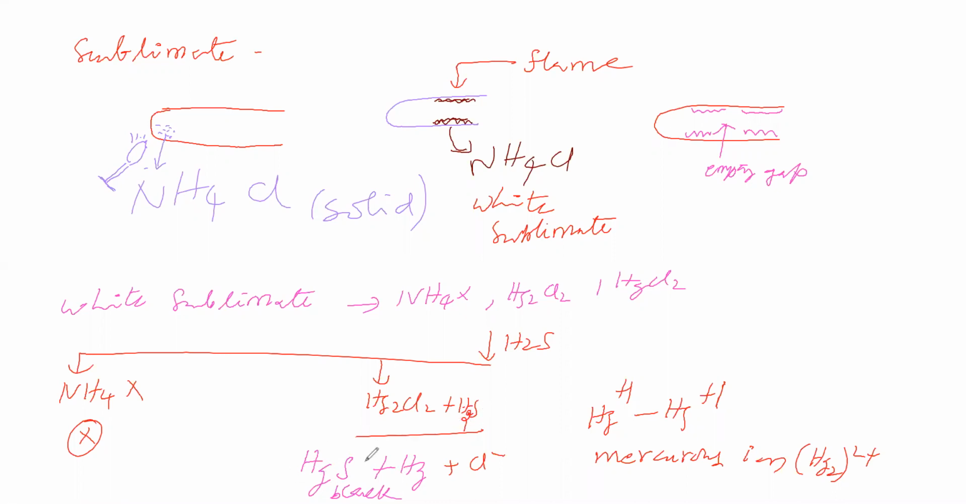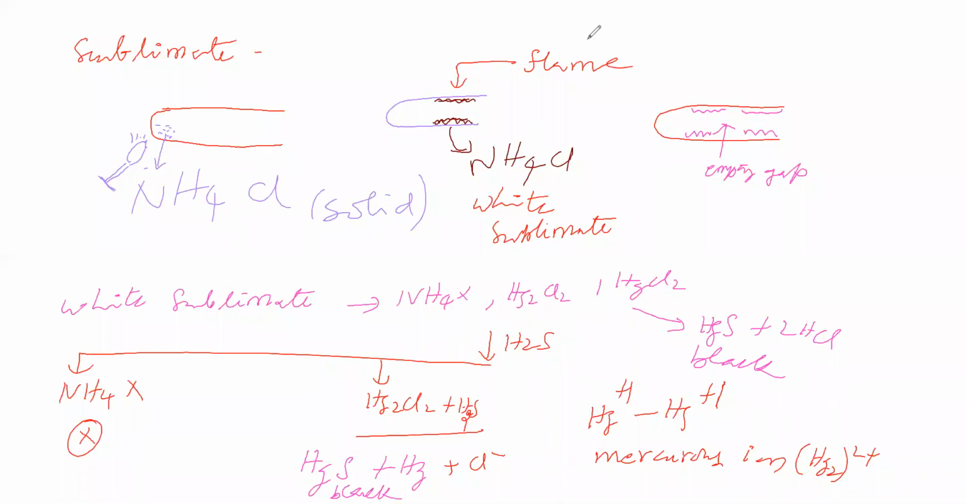Okay. Now, what about mercuric chloride? This mercuric chloride with H2S gives HgS plus HCl. This is also black. So this is also black, we are saying.